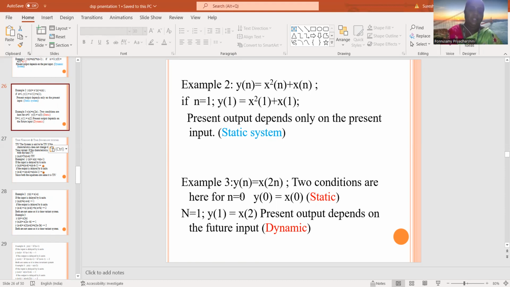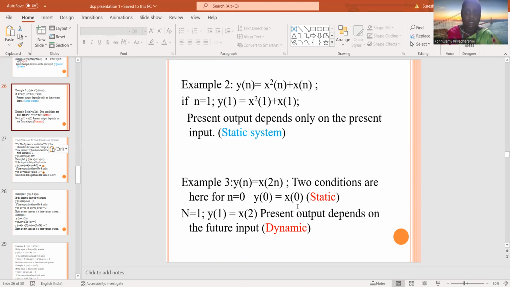So this system is a static system. Another example is y of n is equal to x of 2n. We take two conditions. First, substituting n equal to 0, we get y of 0 and x of 0, so it acts as static. Suppose I take n equal to 1. Y of 1 is equal to x of 2. So it depends on the future. So it is a dynamic system.